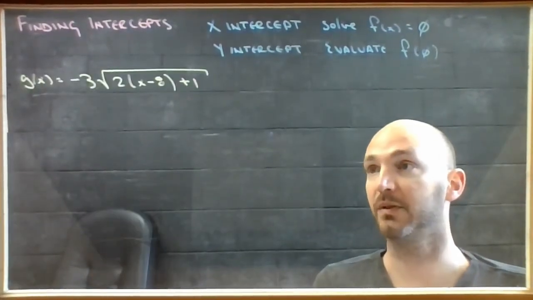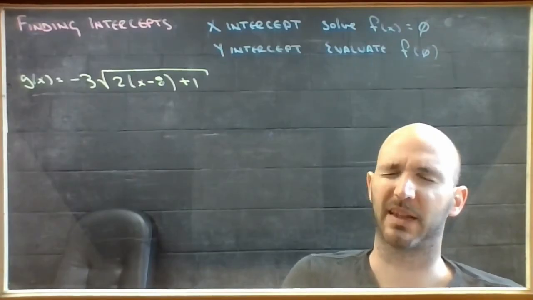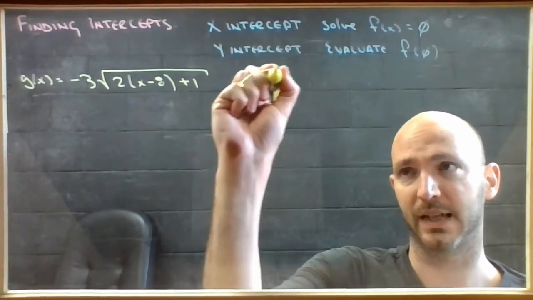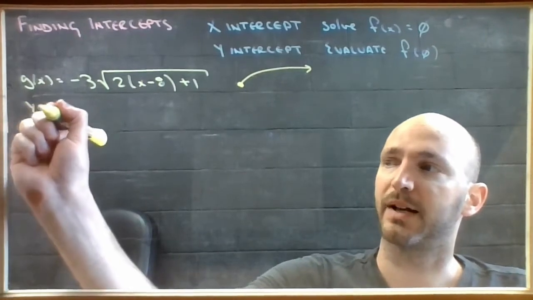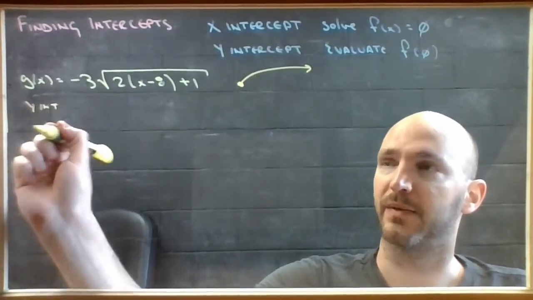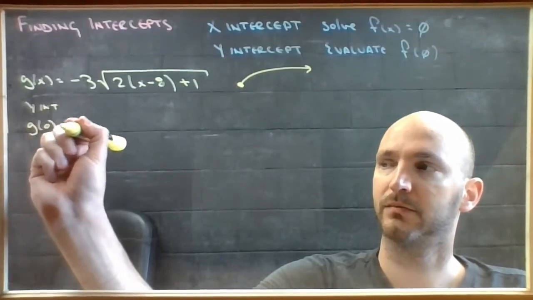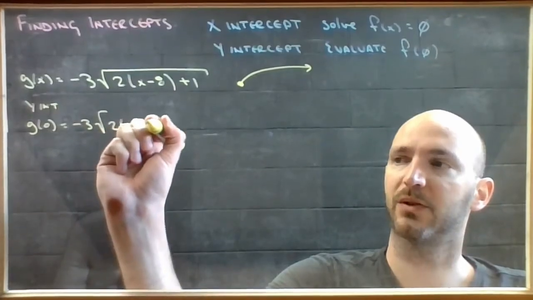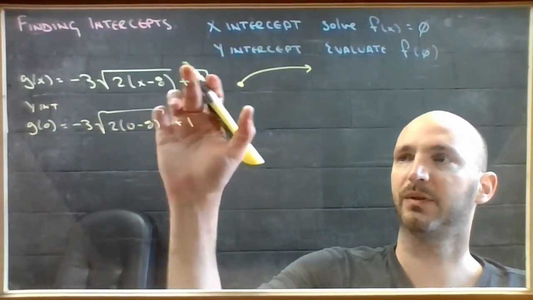So for this example, I've got a radical. So you need to take a minute and think about what that looks like. And it's a little nub, and then it takes off like so. So if we're trying to do the y-intercept of this one, I'm going to evaluate the function at 0. So it'll be negative 3 square root of 2 times 0 minus 8 plus 1. Oops, that shouldn't be there.